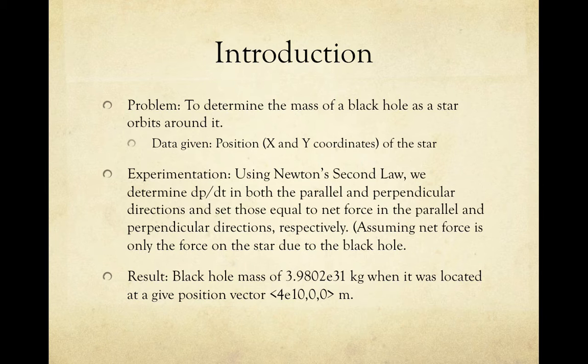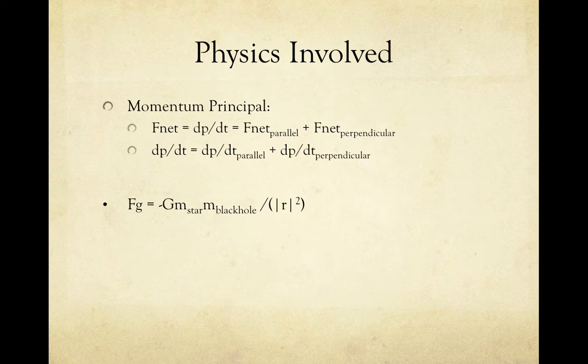Now we're going to take a look at the physics formulas we will use in this lab. First of all, we'll use the momentum principle, which states that F net is equal to dp/dt, which is also equal to the parallel components of F net added to the perpendicular components of F net. Similarly, dp/dt is equal to the parallel component of dp/dt plus the perpendicular component of dp/dt. We will also be using Newton's gravitational law, which states that the gravitational force is equal to negative G, which is a constant, times the mass of the star times the mass of the black hole, all divided by the magnitude of r squared.